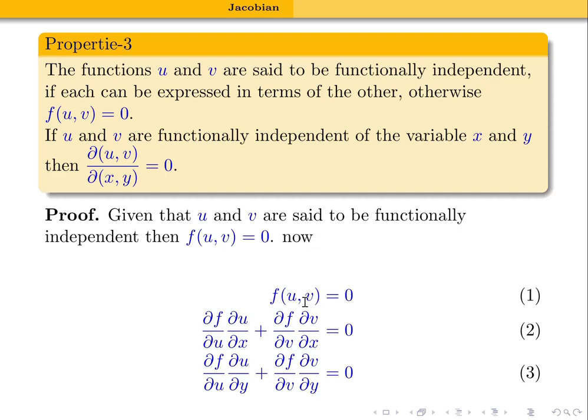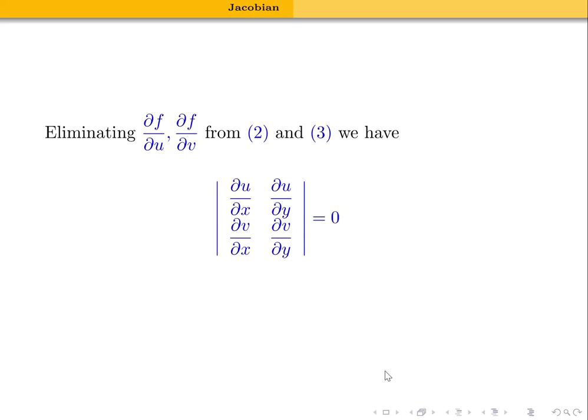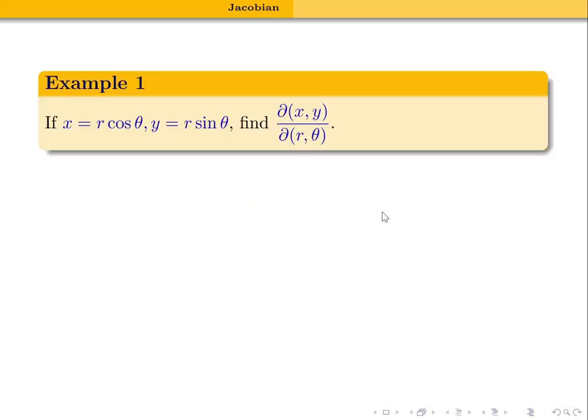So I go on differentiating the function f with respect to u and v, and we will get this. So this is equal to 0. Therefore, eliminating ∂f/∂u and ∂f/∂v, we will get this is 0.